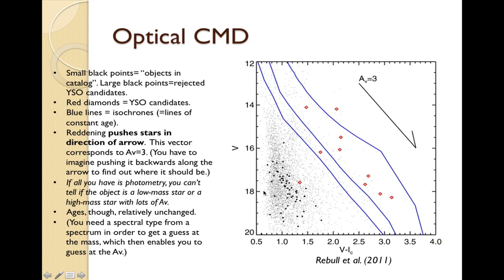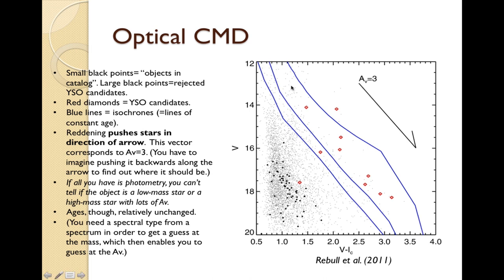So here's an optical color-magnitude diagram: V as a function of V minus I. Again, this comes from a real paper. The small black dots are just things that were in the catalog. Like I said, I like to plot everything because it gives me a sense of where things are clumping. The large black points are things that we thought were YSOs based on their infrared properties. But based on the optical, they're not in the right place in this diagram to be young stars, so we rejected them. The red diamonds are the things that are surviving as YSO candidates after this.